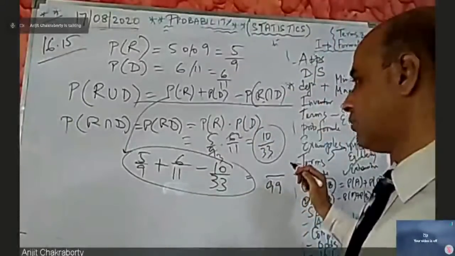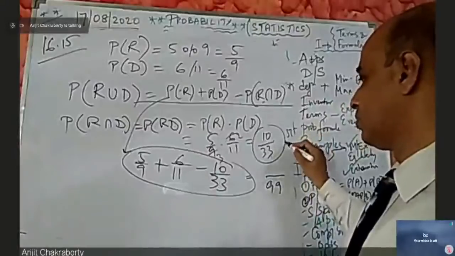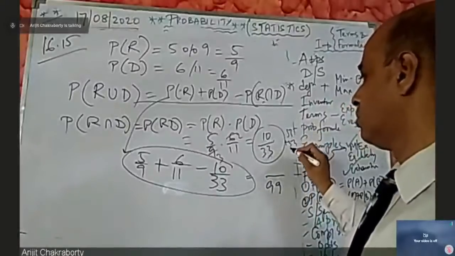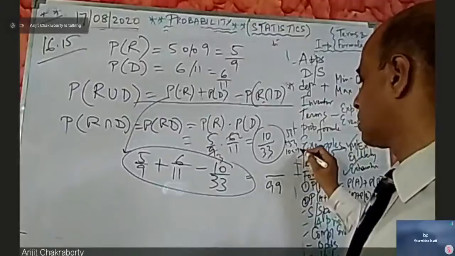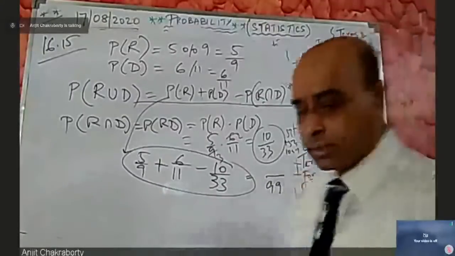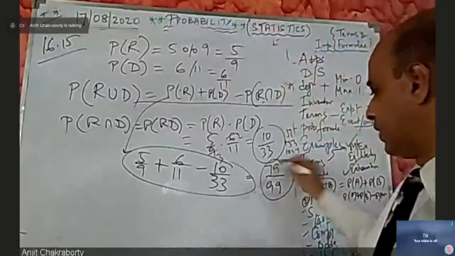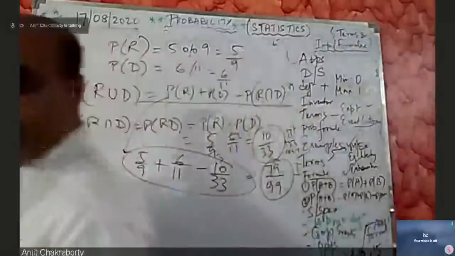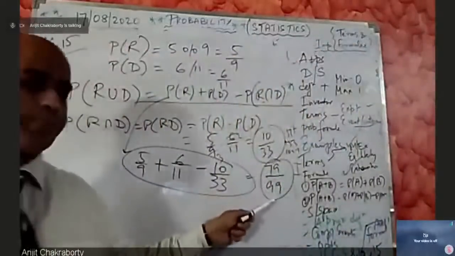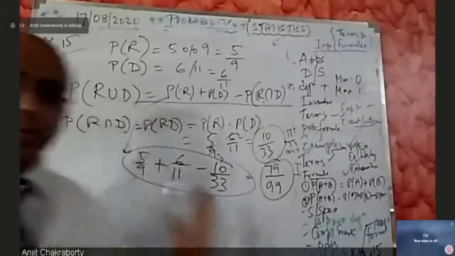So 9, 11, 5 is 55 plus 954, that is 109 minus 30. So 79, I am getting the value 79 by 99. The probability is 79 by 99. Okay. So I hope you are clear with this.